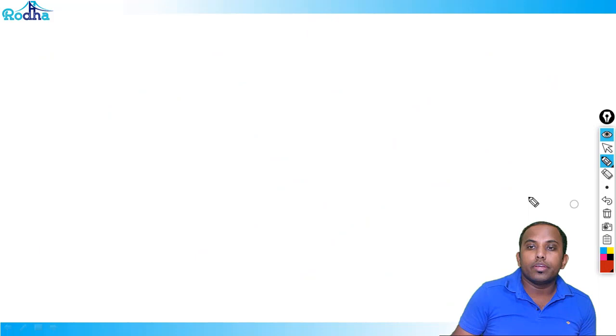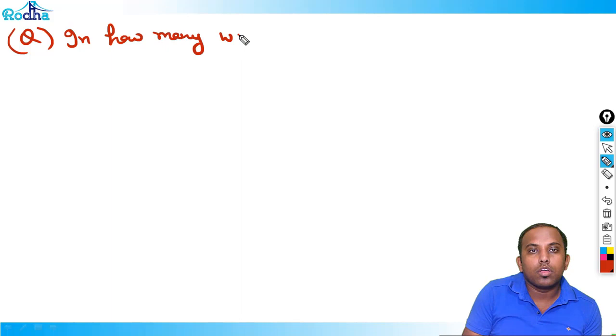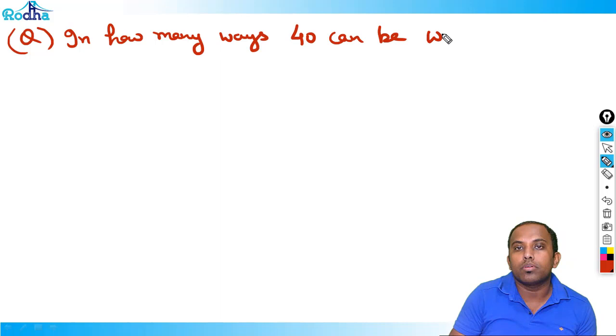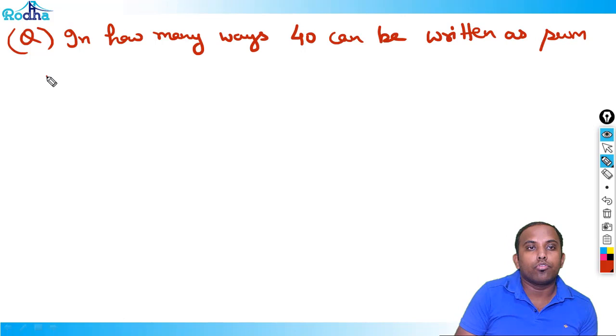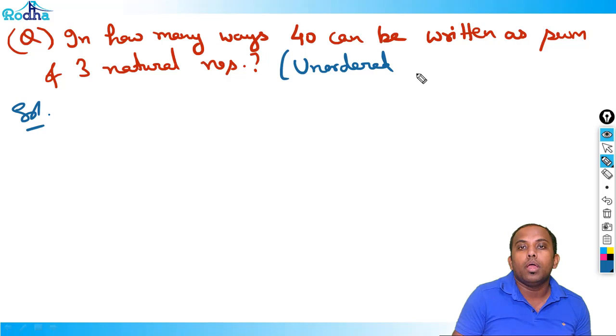If we have a question here: in how many ways can 40 be written as the sum of 3 natural numbers? In how many ways 40 can be written as sum of 3 natural numbers. If it is in how many ways, you are looking for unordered solutions, because the variables are not defined in the question. That means I am looking for an unordered solution. It is not given in the question, but I am deriving that it is unordered because it is how many ways. We have done this question earlier also.